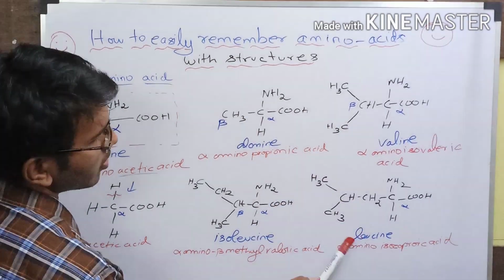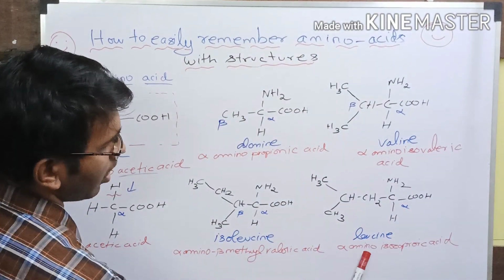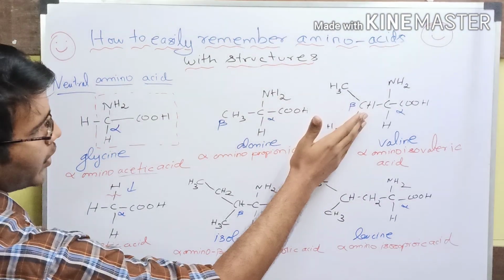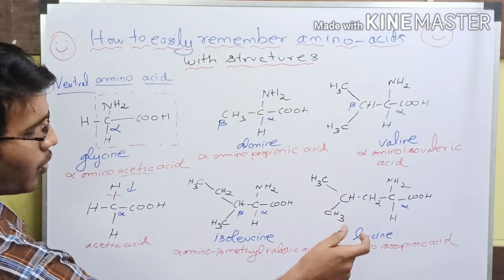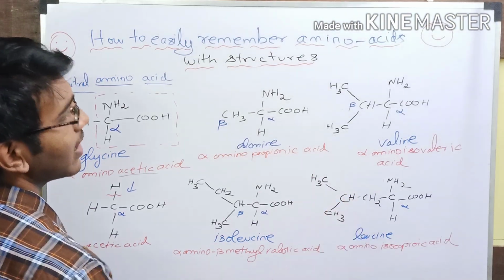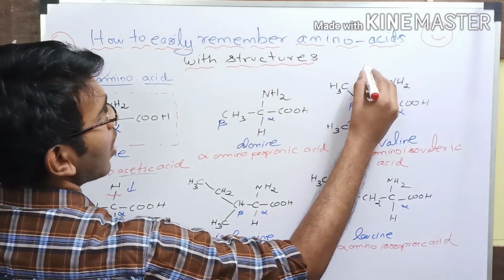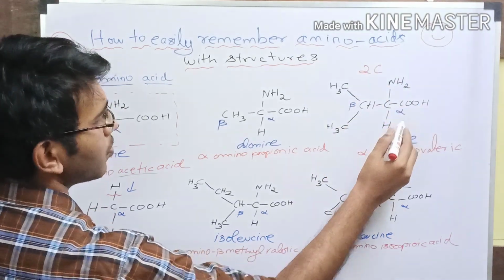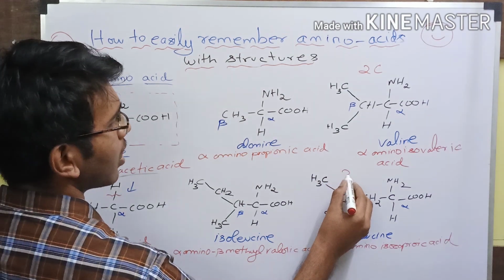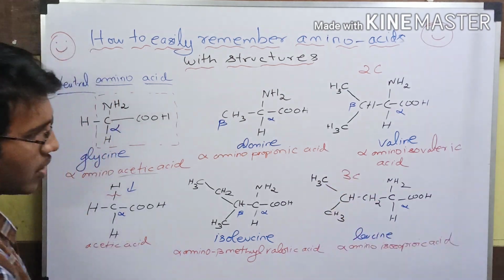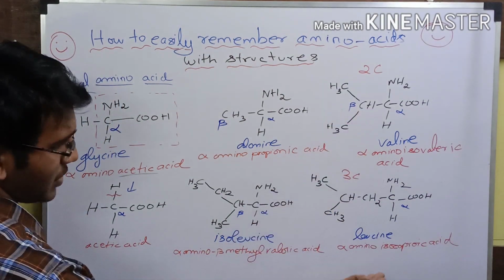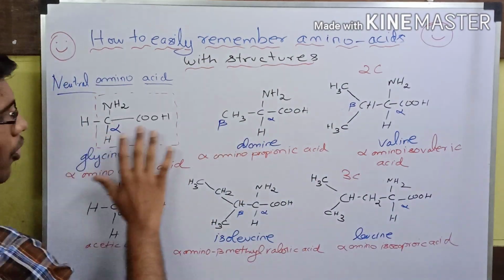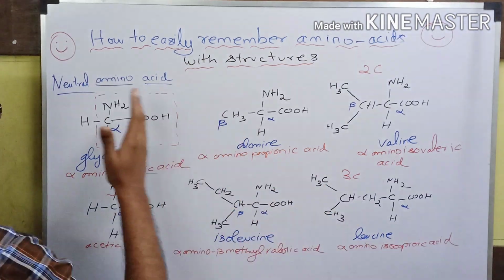Now let us move to the fourth structure, leucine, alpha amino isocaproic acid. The difference between the valine molecule and the leucine molecule is only one extra carbon added. Here we have two carbon atoms attached to the carboxylic group, and here you have three carbon atoms attached to the carboxylic group. So based on this difference between these two molecules, now we are clear with the remembrance of four molecules of neutral amino acids.